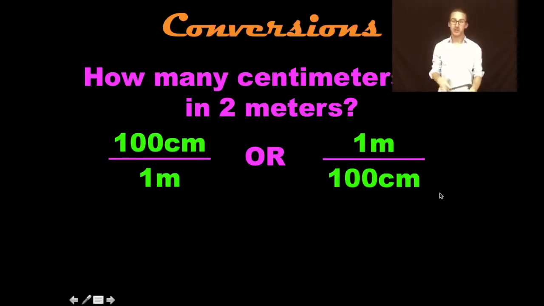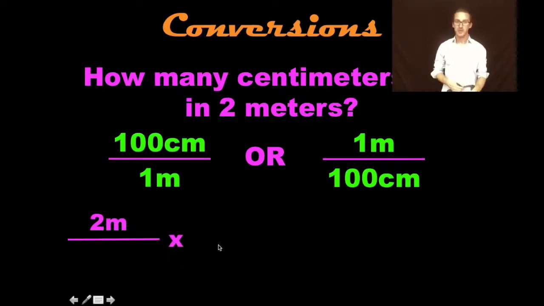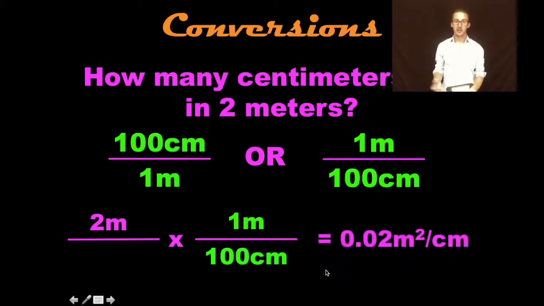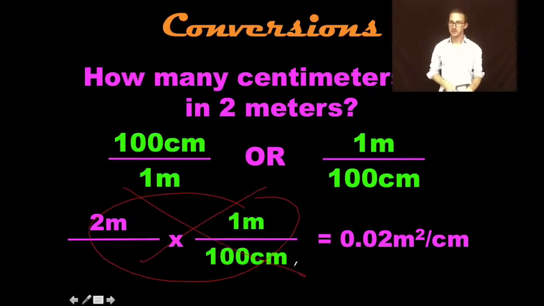If you were to do it with the other conversion factor, notice what you would get. This time, we'll use 1 meter over 100 centimeters. In this case, I've got meters in the numerator twice, and centimeters in the denominator. So when I solve this conversion, I end up with 0.02 meters squared per centimeter. So this would be incorrect.